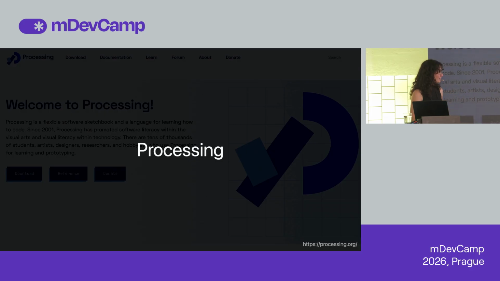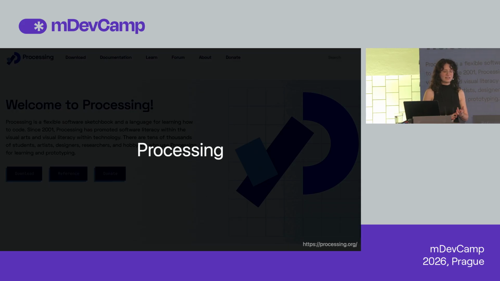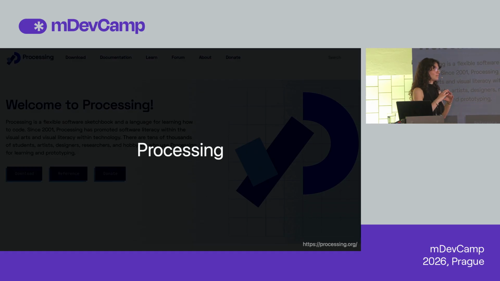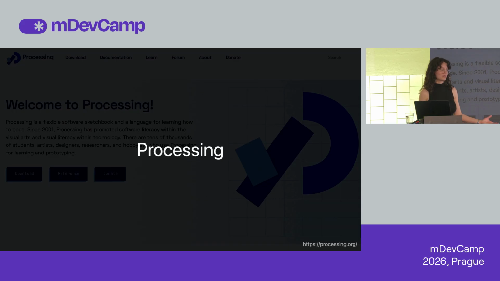So Processing came out from MIT Media Lab around the early 2000s, and it's a set of tools written in the Java language. The whole purpose was to make creative coding more approachable for people who want to use code for a creative intent, for a creative purpose.